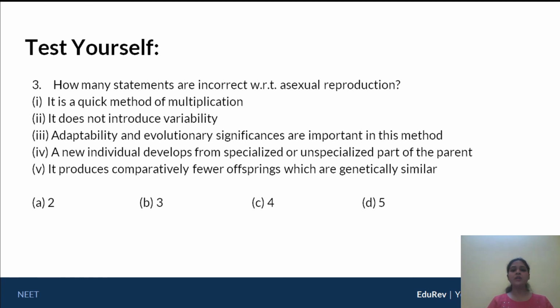Next, a new individual develops from specialized or unspecialized parts of the parent. Now this is actually a true statement because new individuals can develop from specialized parts or unspecialized parts, for example when we speak about micropropagation. Number 5: it produces comparatively fewer offsprings which are genetically similar. Now this is a wrong statement because asexual reproduction can give rise to multiple individuals. So option 3 and option 5 are wrong statements. Therefore your answer is option A here. Two statements are wrong.